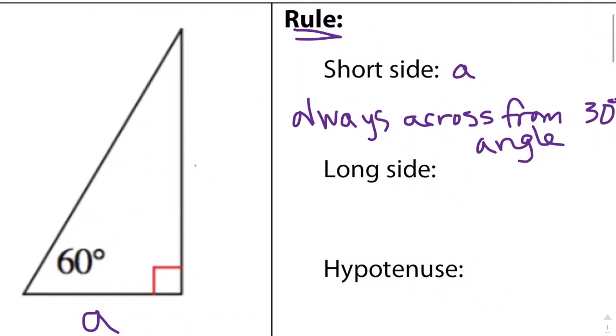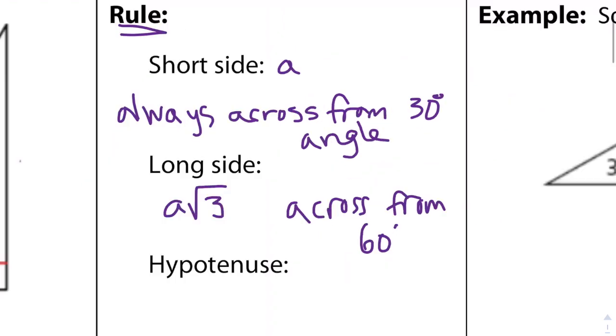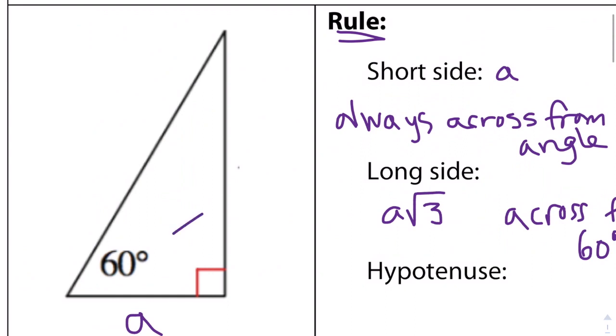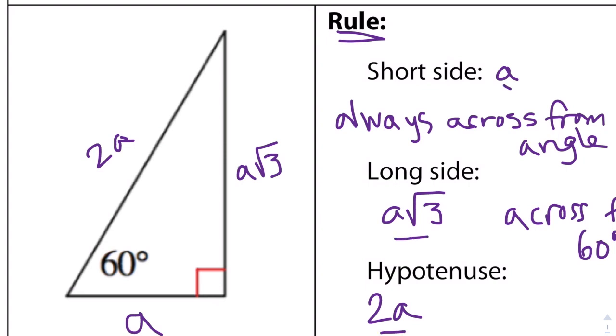The long side is going to be the ratio a root 3. All right, the long side is always across from the 60 degrees. So in my triangle, across from the 60 is going to be a root 3, the a root 3 side. And then the hypotenuse is going to be 2a. So it's twice the length of this short side. Cool. So if we can remember those 3 labels, it's going to help us to solve the problem.